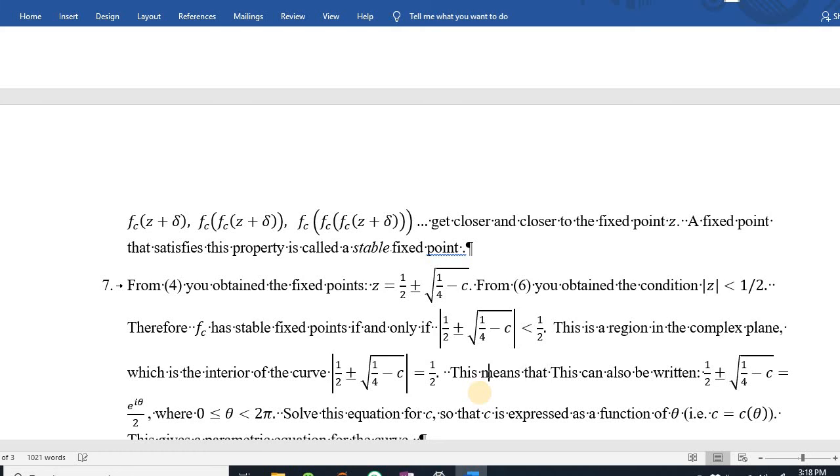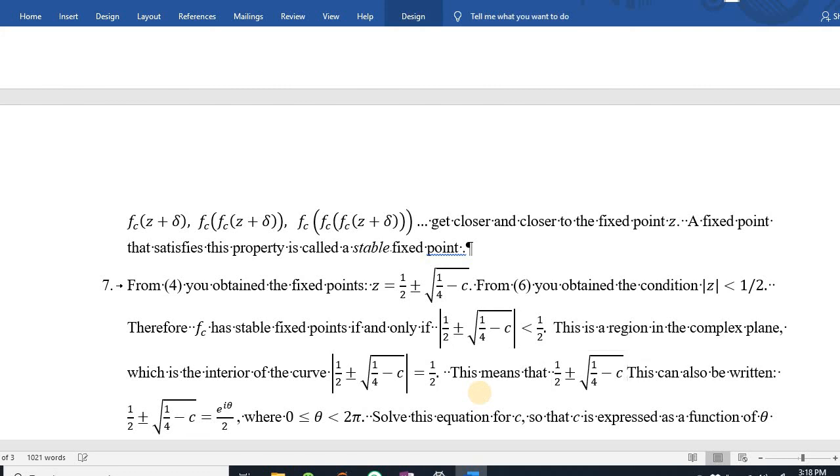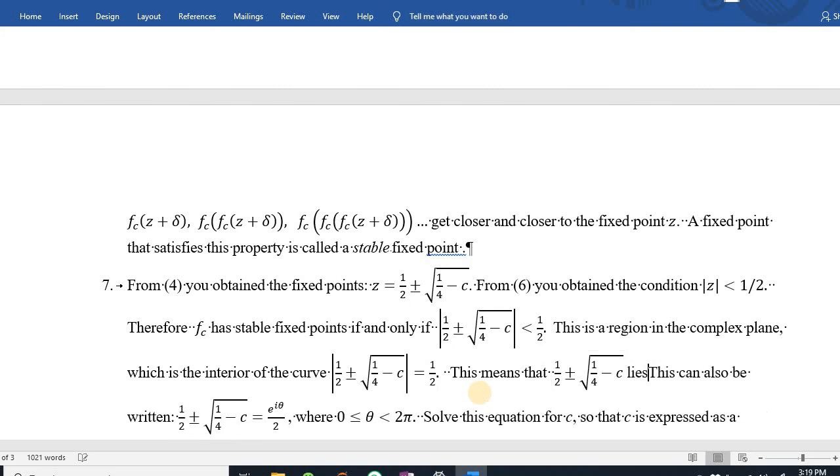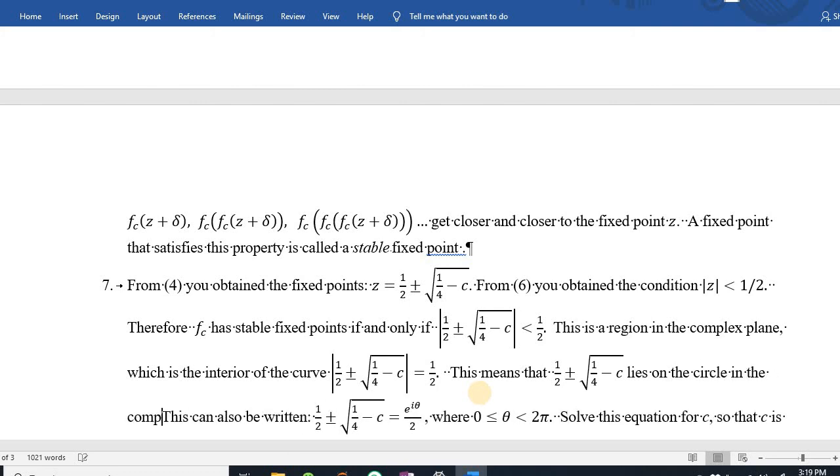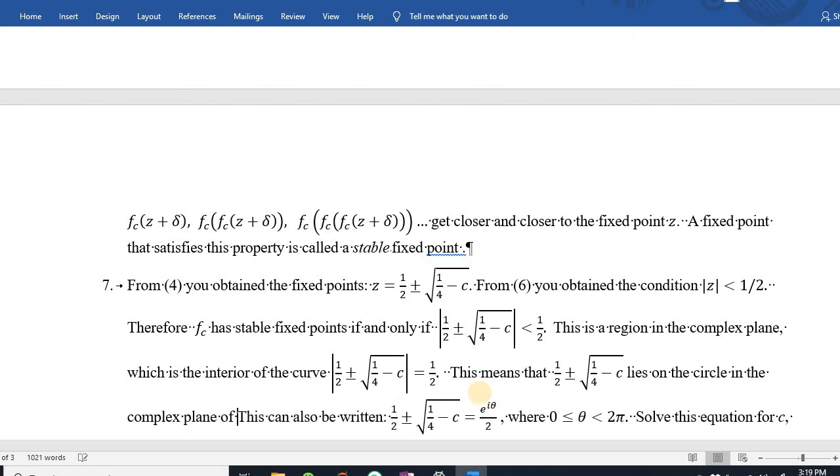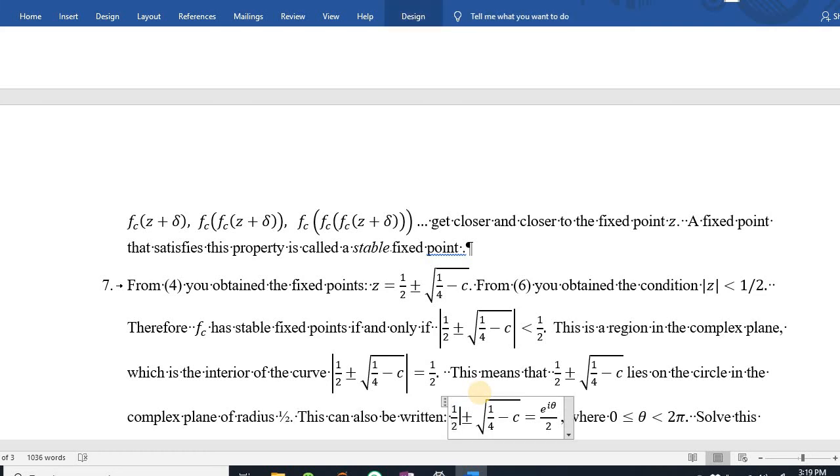Okay, I'll just write that in this part here. That this number here lies on the circle in the complex plane of radius 1/2. All right. Now, if it lies on the circle of radius 1/2, that means that we can write it in this way.